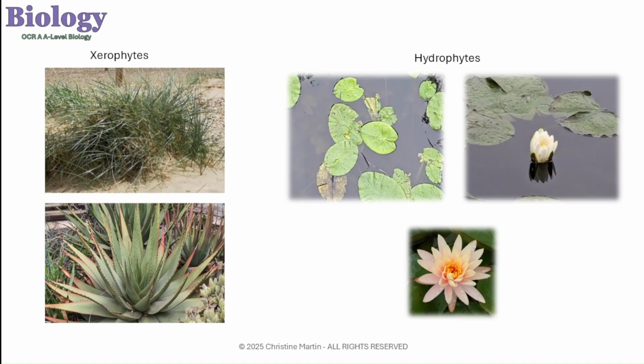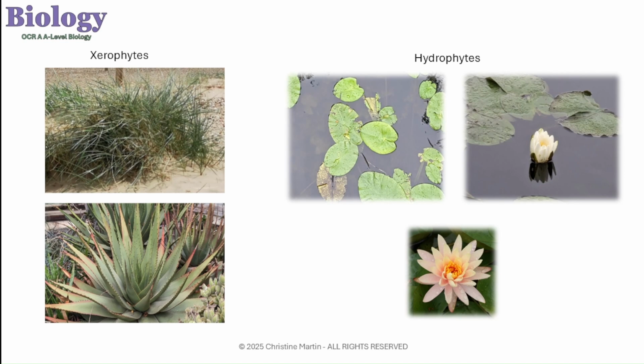Now, the other type of plants that you need to know about are known as hydrophytes. So these are examples like water lilies. They live in aquatic environments and their adaptations are different. They have very thin waxy cuticles. They have many open stomata, but the stomata that they have are on the upper surface, allowing for that gas exchange to occur with the air rather than on the lower surface, because the lower surface is submerged in water where there is less oxygen dissolved.